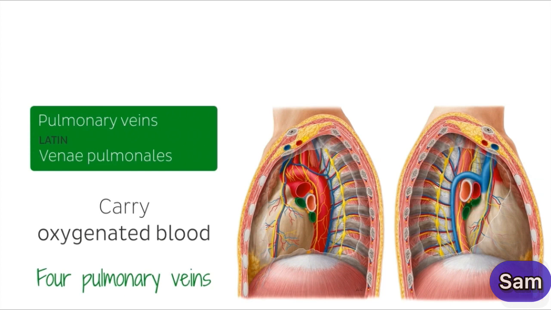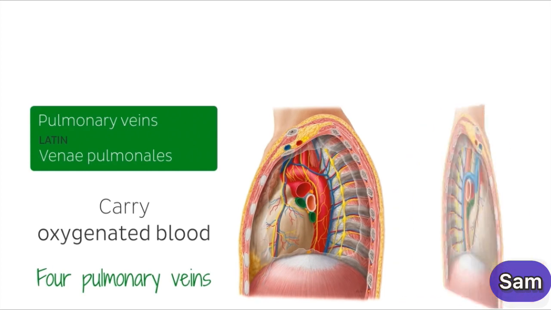And these 4 veins carry oxygen-rich blood from the left and right lungs to the left atrium, and this blood will eventually be circulated to the rest of the body. So the pulmonary veins carry oxygenated blood from the lungs to the heart, and the pulmonary arteries carry deoxygenated blood from the right ventricle of the heart to the lungs for gaseous exchange. And do keep that in mind, as it's very important not to mix the two up.